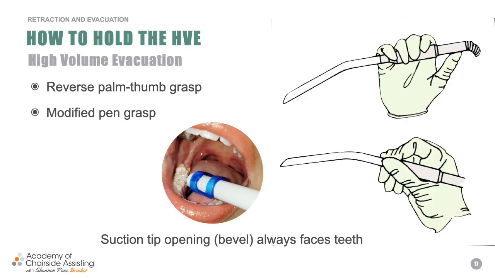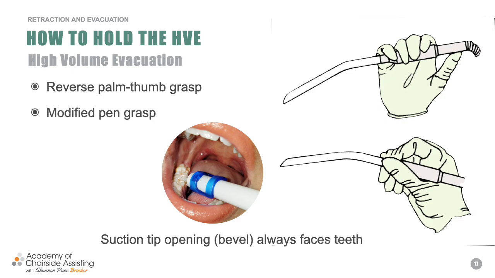So you're going to rest that HVE, though. That's the beauty of using cotton rolls. If you put a cotton roll between that patient's tongue and those teeth, you can rest on it, which is the best thing to do, okay? Because as a new assistant, it's going to make your life so much easier, okay?